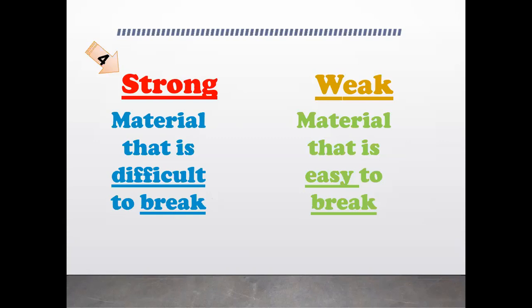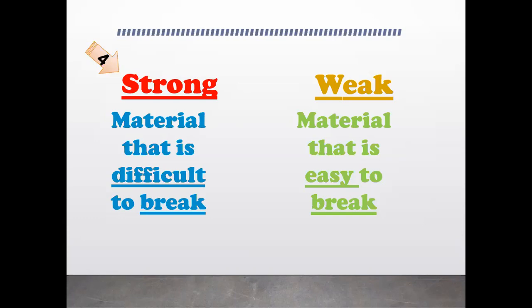If you drop it, for example, you will not be able to break it easily. You will find that it's difficult to break. And weak is the opposite of it, the material that is easy to break. If you drop it from your hands, for example, it will be broken. If you hit it with anything, it will be easily broken. So strong and weak, they are opposite to each other. Strong means difficult to break, and weak means easy to break.